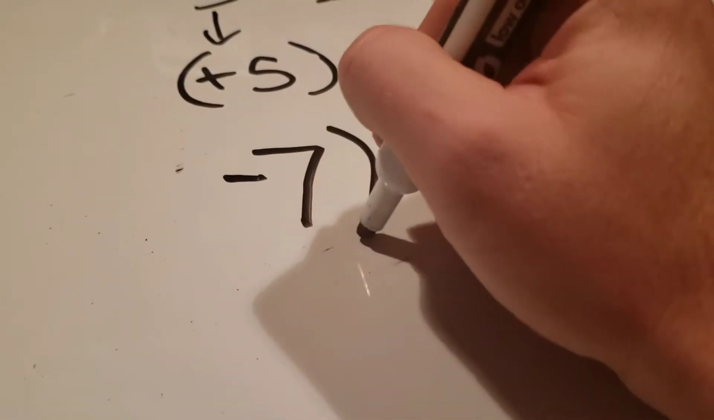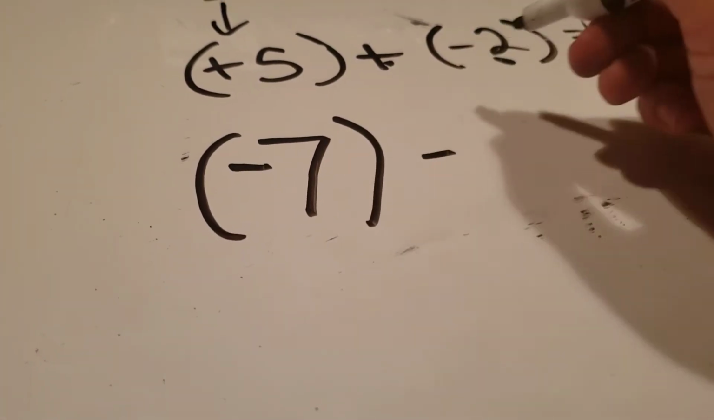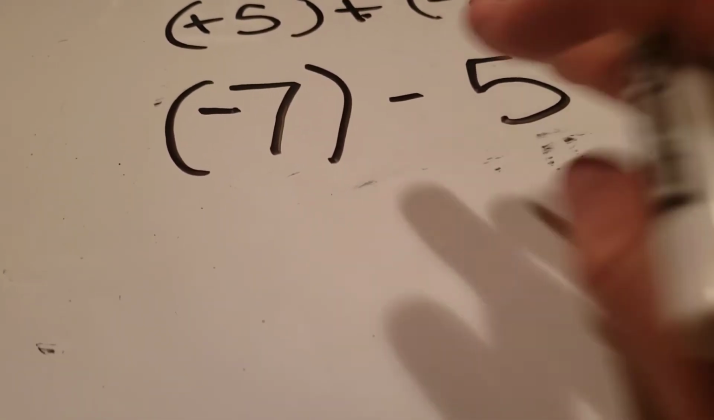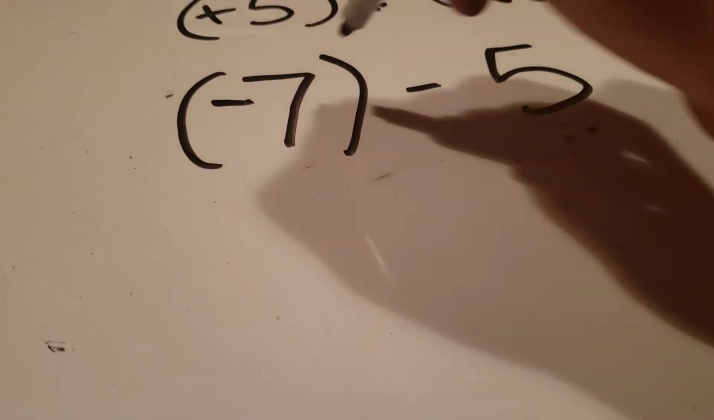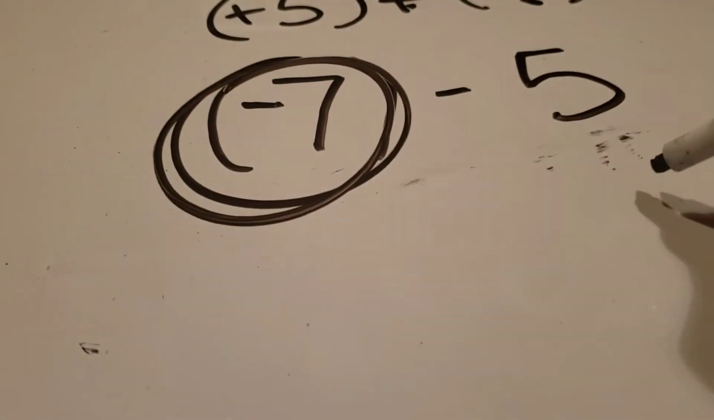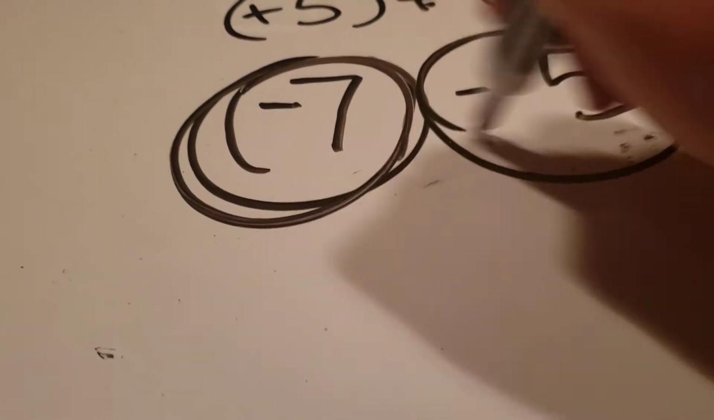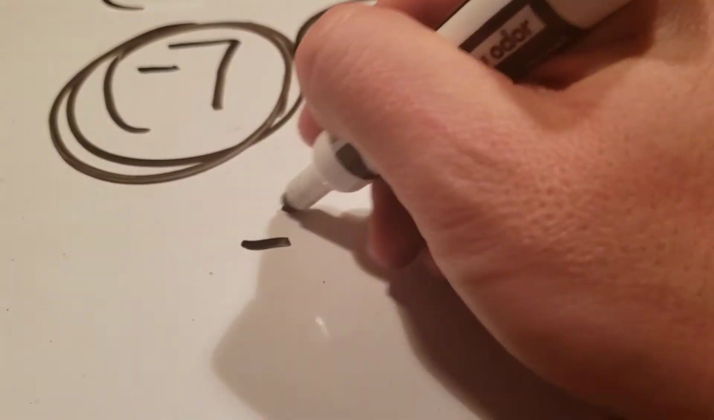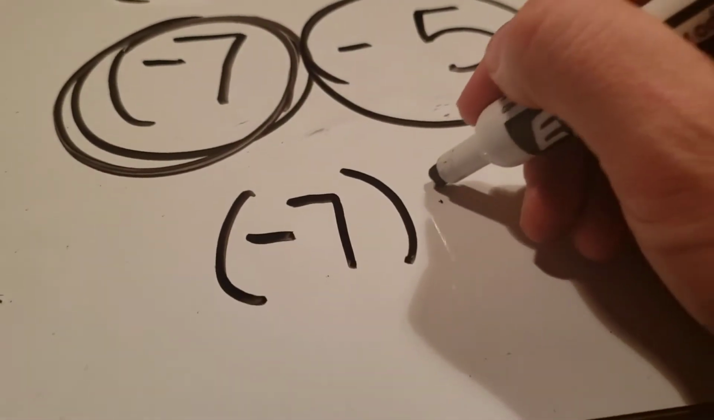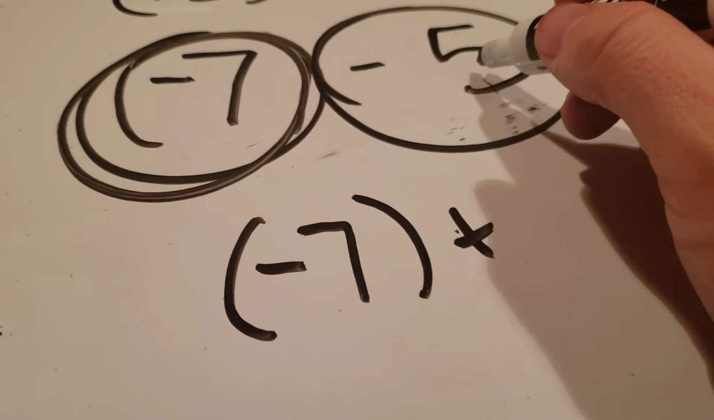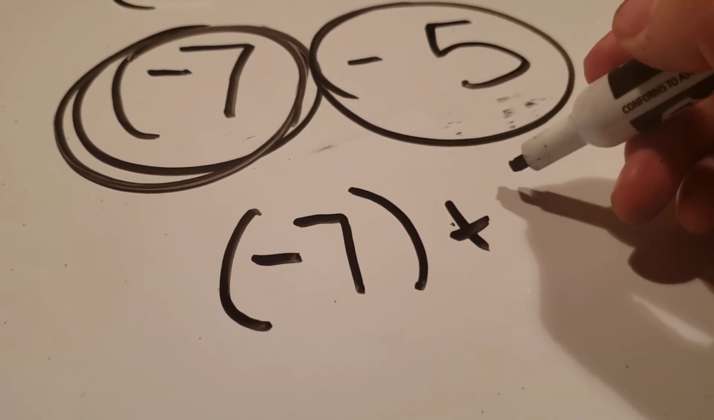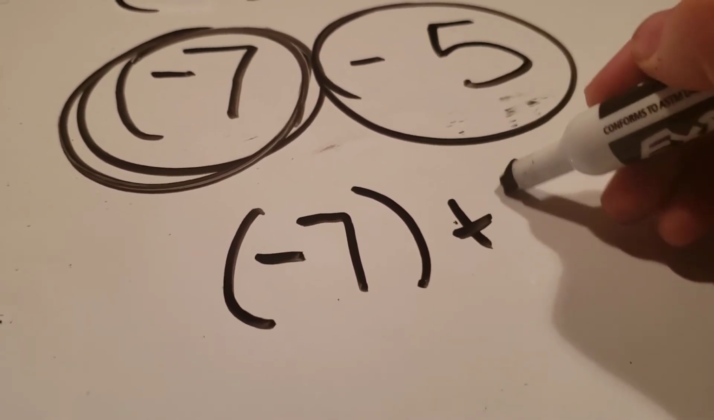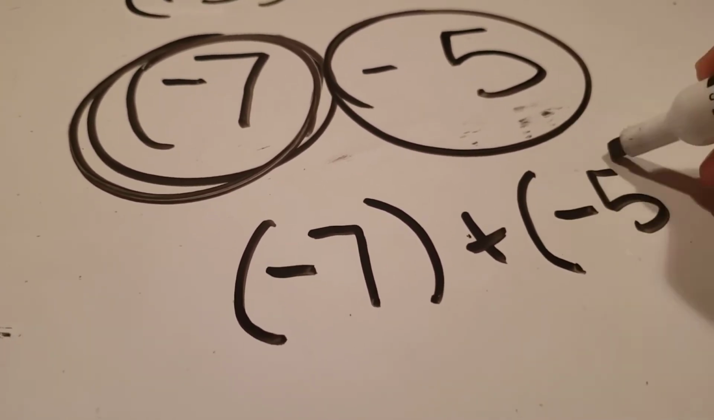-7 minus 5. So instead of subtracting, we're going to add the opposite. So think of this as two numbers, -7 and a -5. So instead of subtracting, we're going to add opposites. We're going to say -7 plus the opposite of 5, which is -5. So instead of -7 minus 5, we're going to have -7 plus the opposite of 5, which is -5.